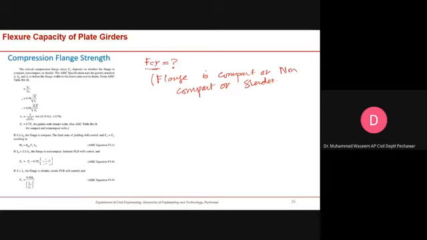If I remember, if your section is compact, so FCR will be equal to this one, okay? But if it is not compact, then this value will be less than Fy. And how to find this value? There is a procedure here, okay? So you can see that first we have to calculate the width to thickness ratio of the flange. Then there are some equations in the AISC, okay? This is lambda P, this is lambda R.